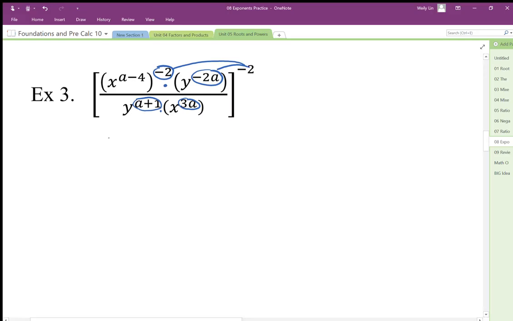So here I'm going to end up with x to the power a minus 4, negative 2 to the power negative 2, divide is times 4. This y to the power negative 2a to the power negative 2, power to power we multiply, divide cancels out to positive 4a.